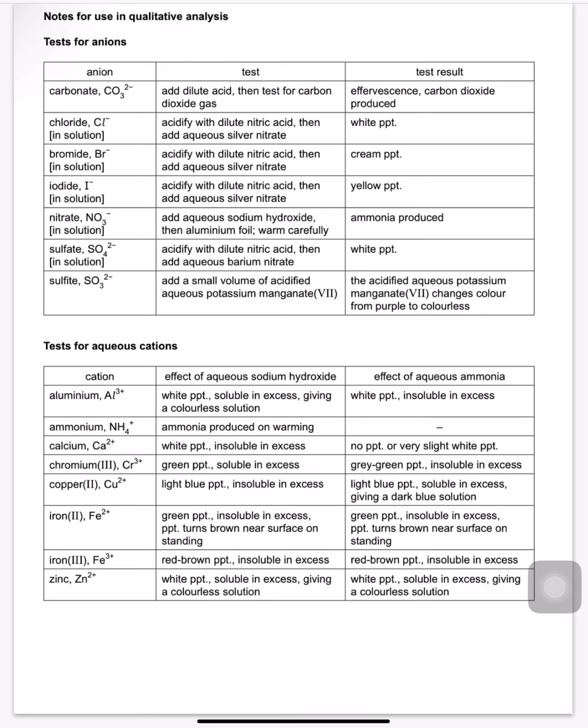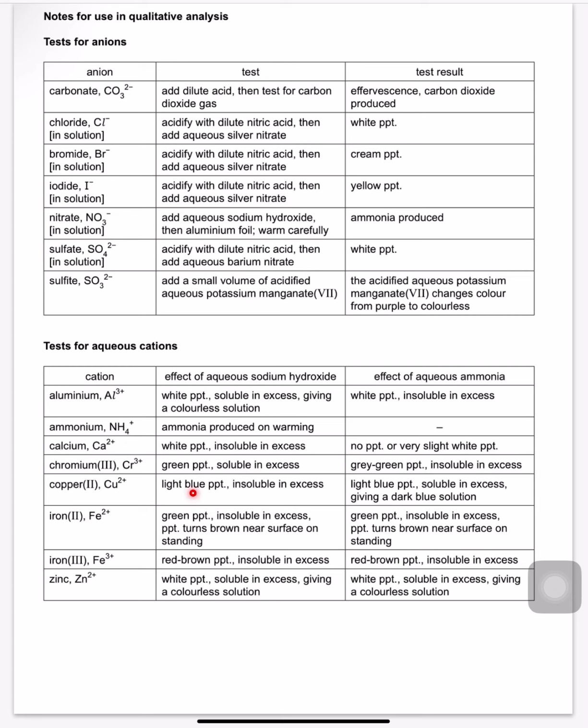And then there are the tests for the positively charged ions. These were the tests for the negatively charged ions, and these are the tests for the positively charged ions that are part of your syllabus: aluminum ion, ammonium ion, calcium ion, chromium ion, copper ions, Fe2+ ions, Fe3+ ions, and zinc ions. Be sure that you keep all these in your mind.